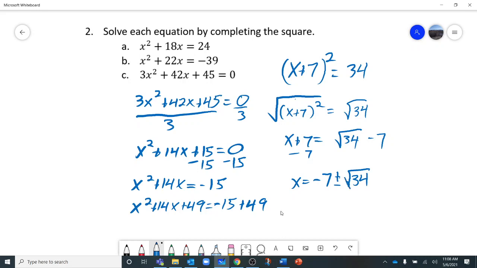Okay, because anytime we take a square root, really we could put that plus or minus here all the way through. But that's the answer we're looking for: x equals negative 7 plus or minus the square root of 34. If you plug that in, it's like negative 1.17 and 12.83. All right, that should do it for these three.